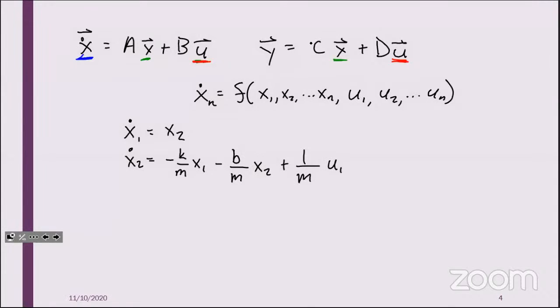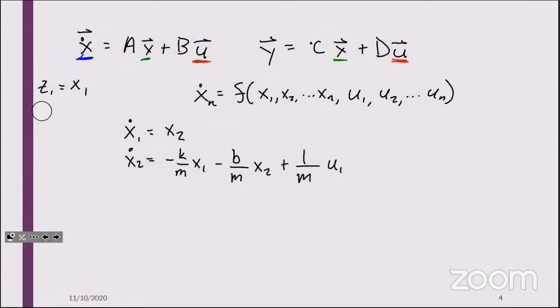Okay, right. So everybody, we have some second order system. It's a second order mechanical system. This is what we end up with, right? We've got x dot 1 is equal to x2, right? Because we've defined that x1 is equal to, well, let's say it this way. The position is equal to x1.